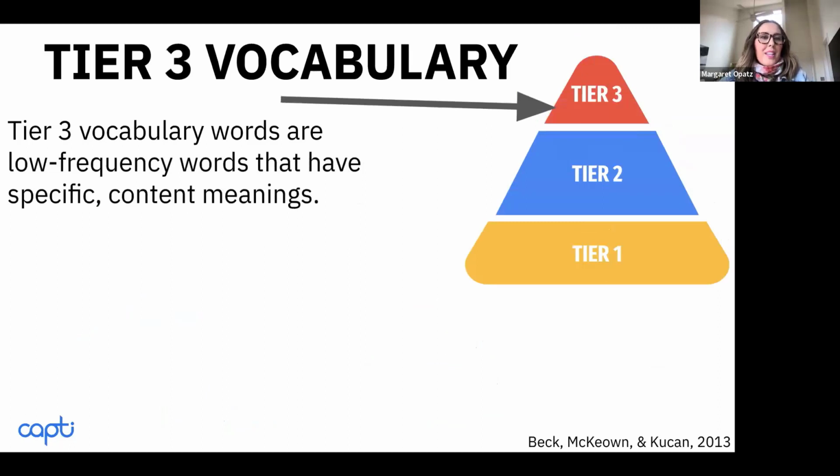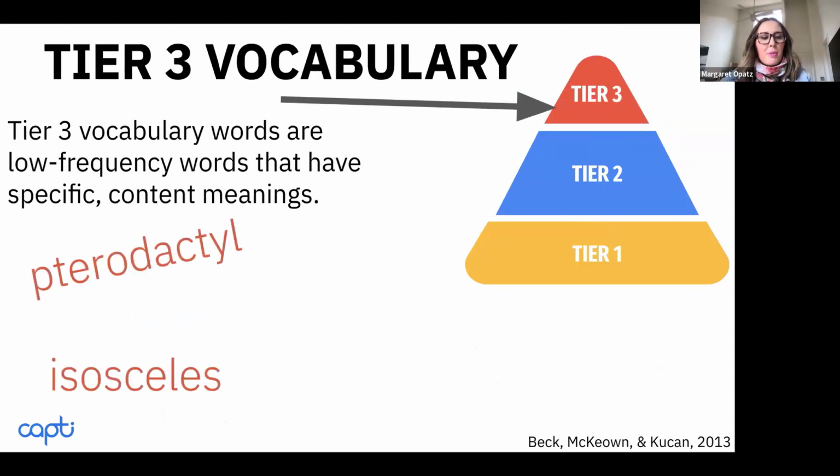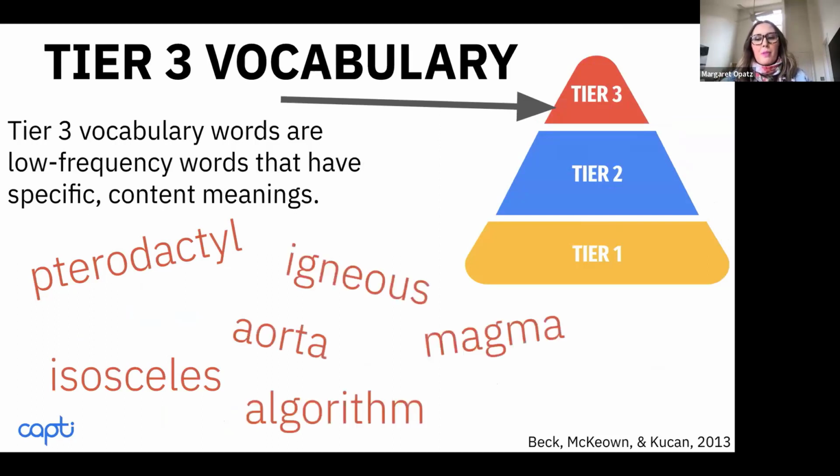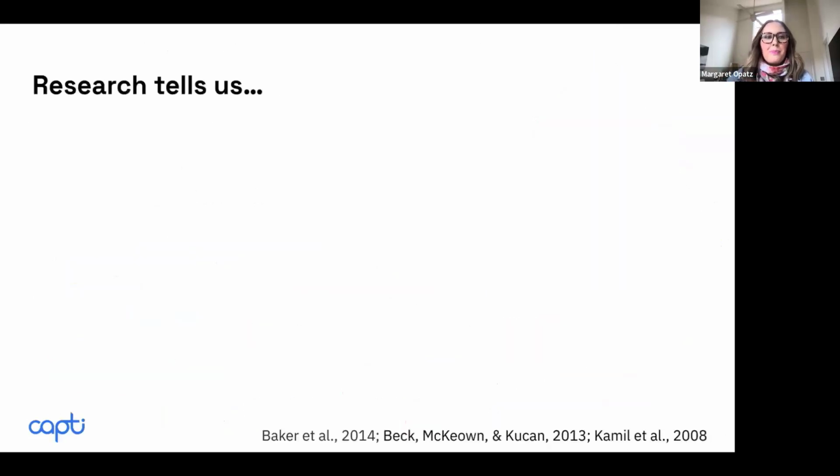And then we have tier 3. We don't typically see tier 3 words across disciplinary areas because they're like pterodactyl and they have very specific meanings. Isosceles, aorta, igneous, algorithm, magma, and protagonist. So these have very specific meanings in their content areas.